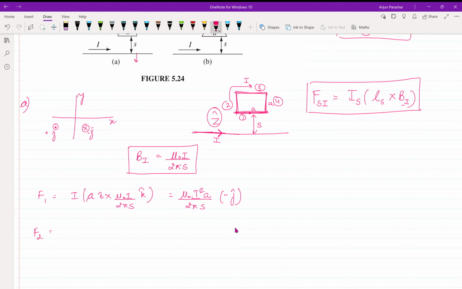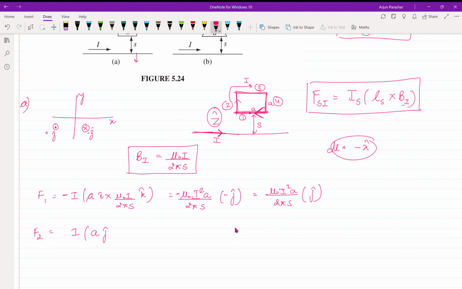Now for side number 2, it is also given as I a, the direction being the dl direction, which is the current direction. But a small error here: the dl direction is negative, sorry. One negative also appears because dl is minus x cap here, as you can see it is pointing towards minus x cap. So it will become mu naught I square a upon 2 pi s j cap.